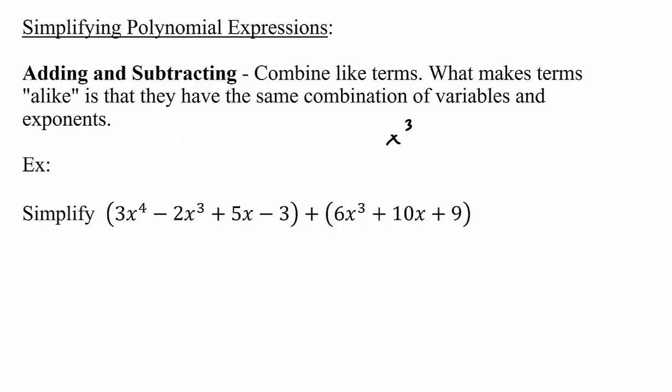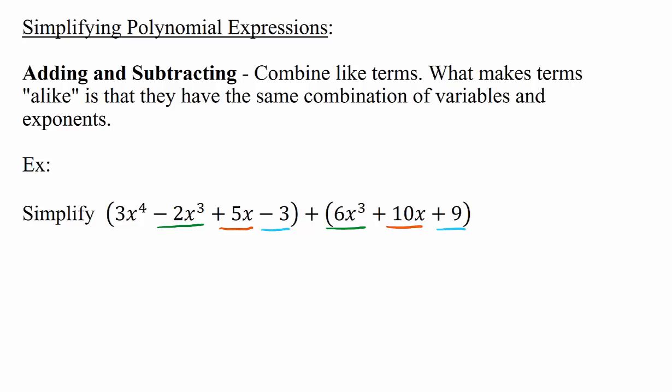In this first example, we're going to take this first polynomial and add it to another polynomial. I'm going to scan through and try to find some like terms. I have an x to the 4th term, and I do not see any other x to the power of 4 terms. Looking here, I do have an x cubed term here and an x cubed term here. Next, I have an x term and an x term. And finally, I do have constant terms that can be combined.